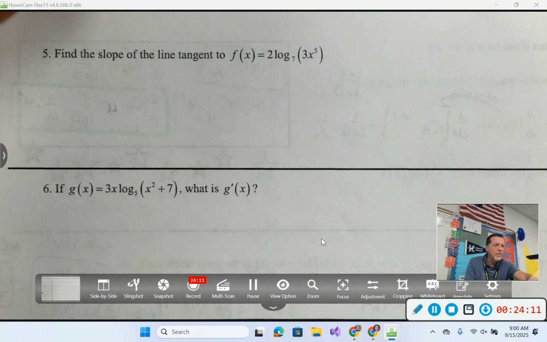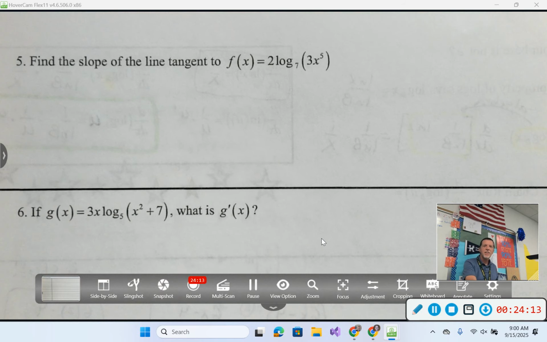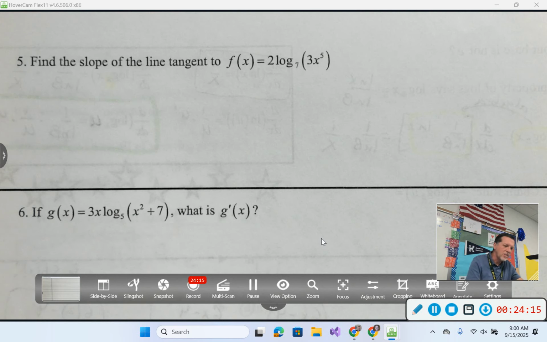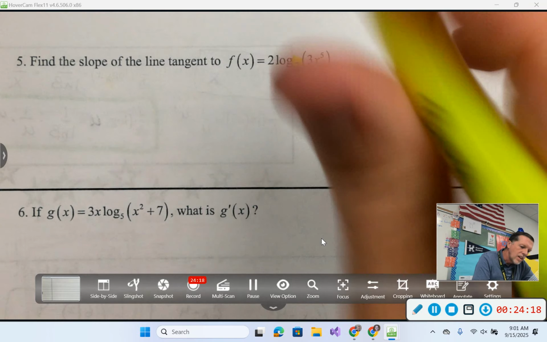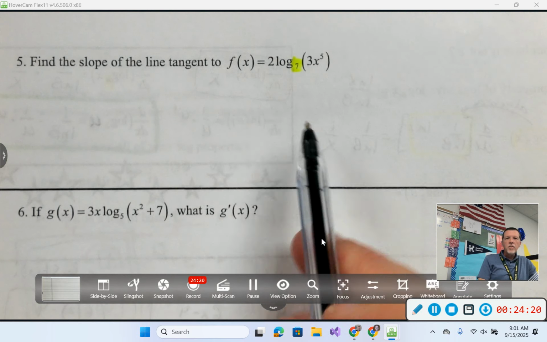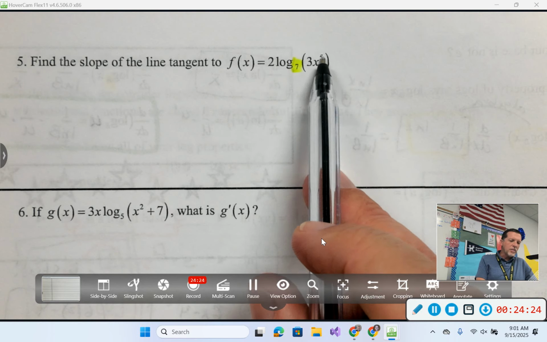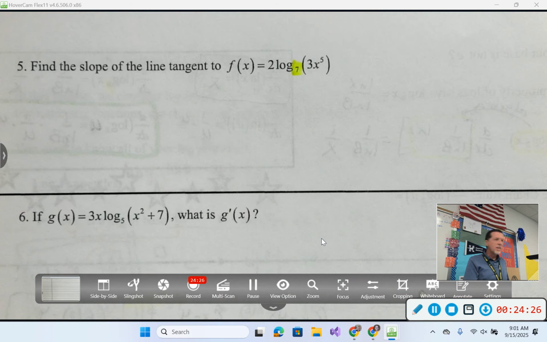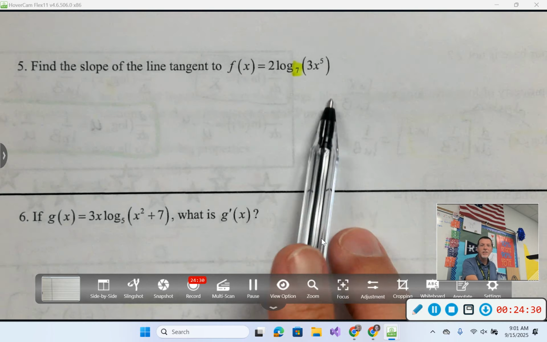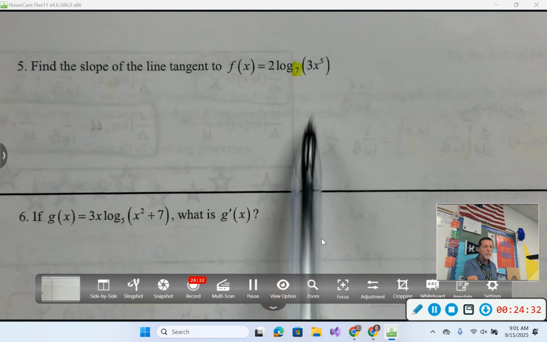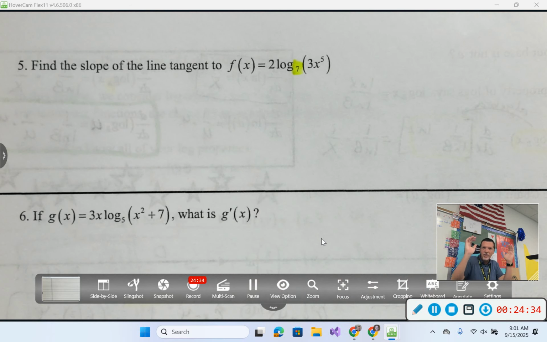Uh-oh, what makes 5 different than the previous ones? Base 7. So I'll need to think about that base 7. Hey, what about this 5? Can I bring this 5 out front? Why not? It's only on the x, it's not on the 3. If it was 3x parentheses to the 5th, then I could bring the 5 out front.